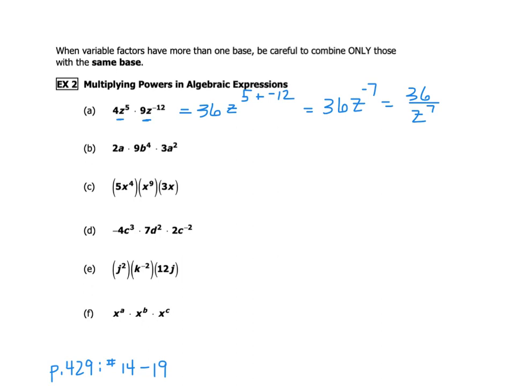Let's go to our next example, and we can multiply our coefficients. We have a 2 times a 9 times a 3. I like to do this in an order that's easy for me. I'm going to do the 2 and the 3.